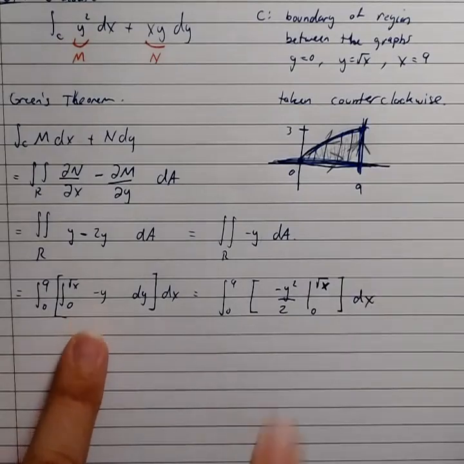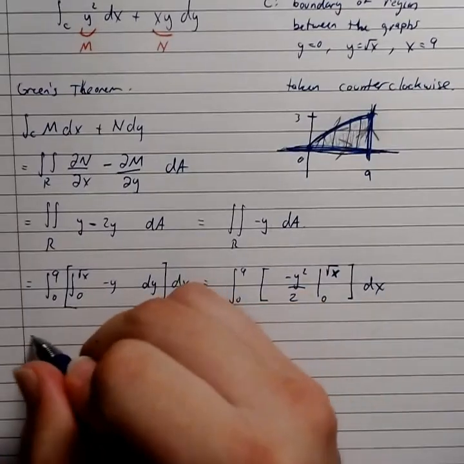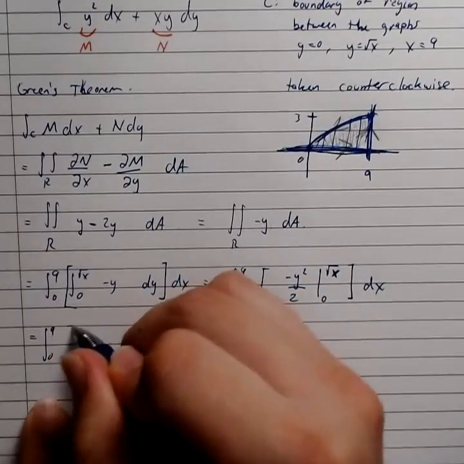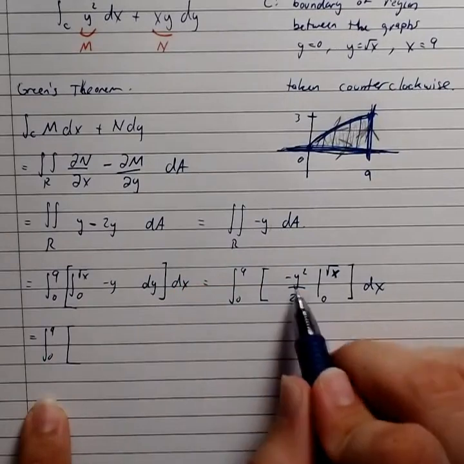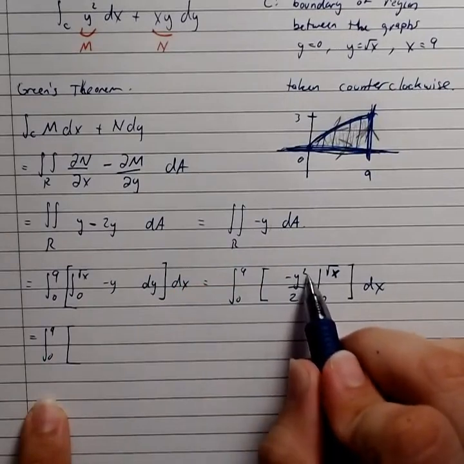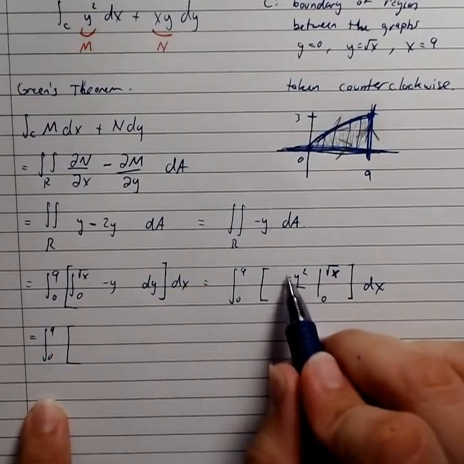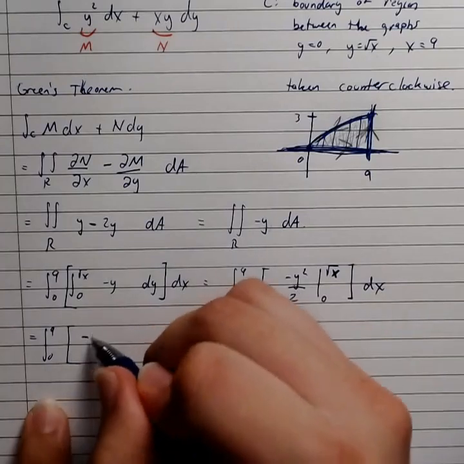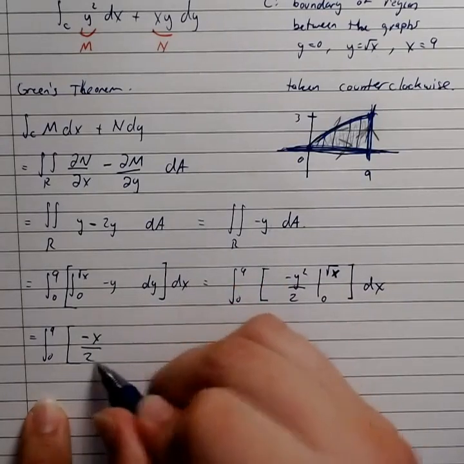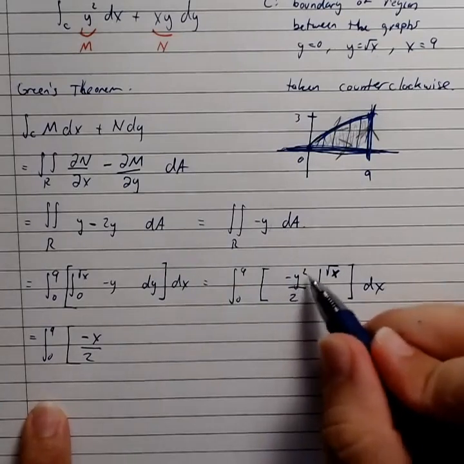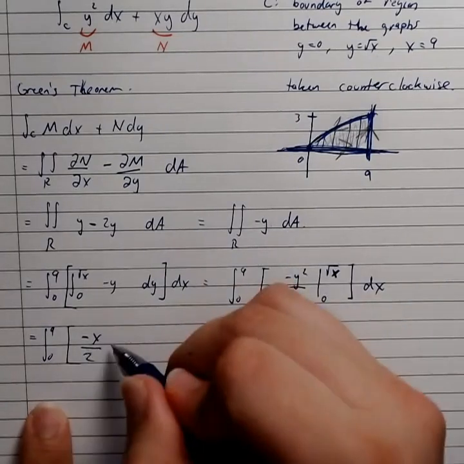Dx, there we go. We can go ahead and substitute in those values. So that's going to be the integral from 0 to 9 of the square root of x squared. Well, that's just x. Here, this negative is separate. So that's going to be negative x over 2. And if I substitute in 0, that's the negative of 0 over 2, which is just 0.